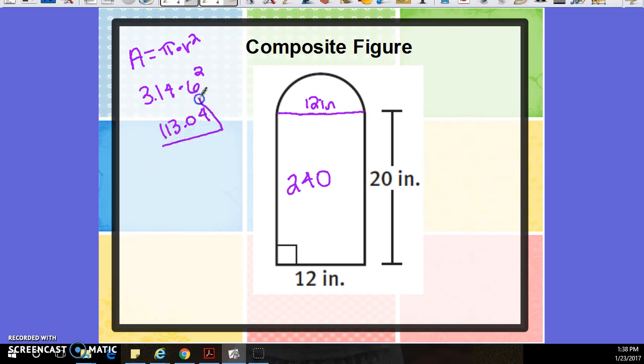So here's the thing. Is this for half a circle or for a whole circle? It is for a whole circle. We just did the area for a whole circle. This is only half of it. So we divide by 2. If you divide that by 2, you have 56 point something.